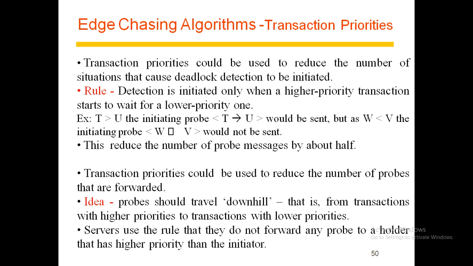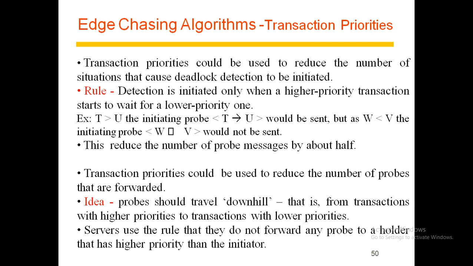If we assume that when a transaction starts waiting for another transaction, it is equally likely that the waiting transaction has a higher or a lower priority than the transaction it waits for, then the use of this rule is likely to reduce the number of probe messages by about half. Transaction priorities could also be used to reduce the number of probes that are forwarded. The general idea is that probes should travel downhill, that is, from transactions with higher priorities to transactions with lower priorities.